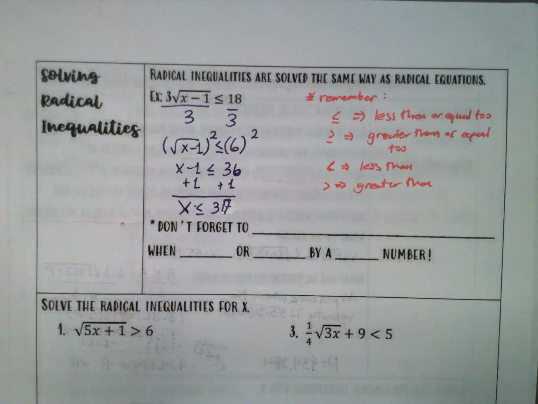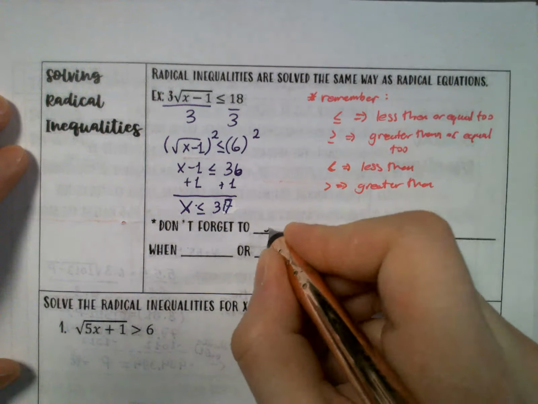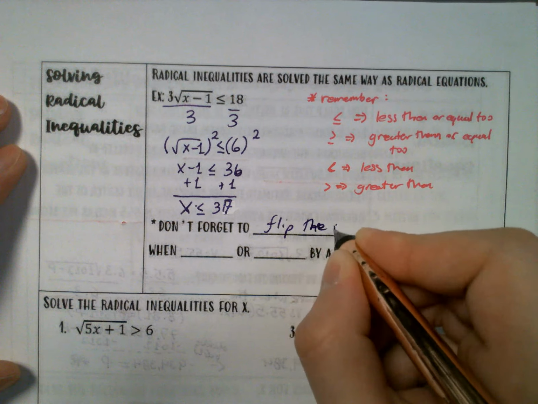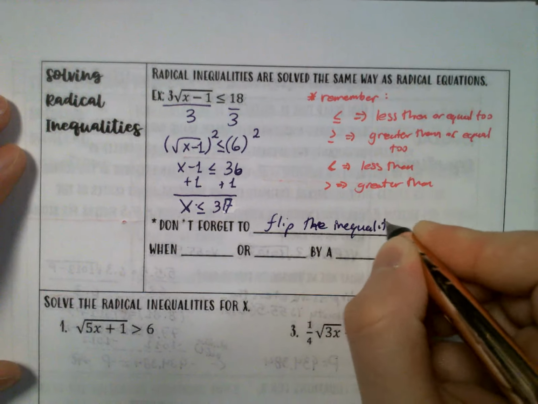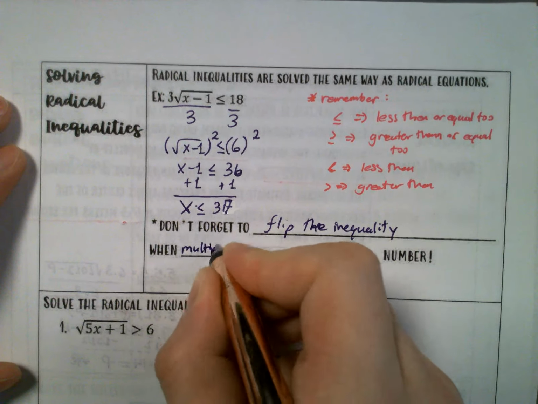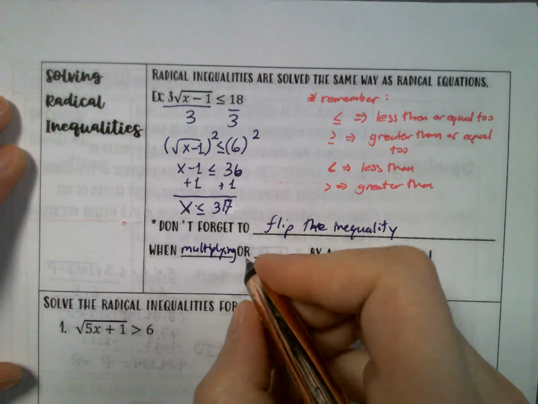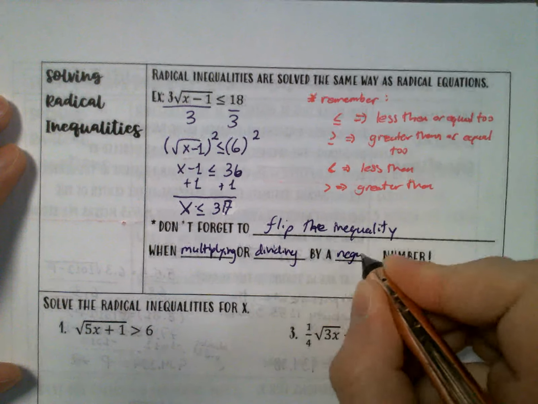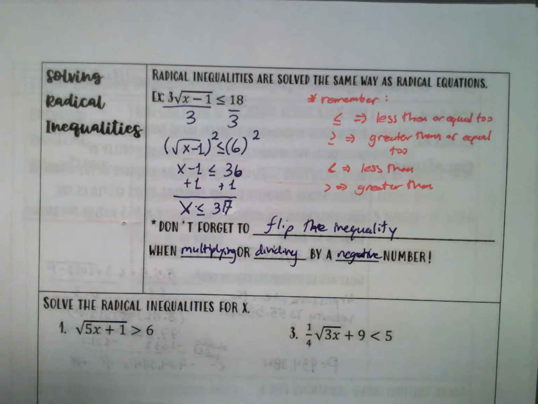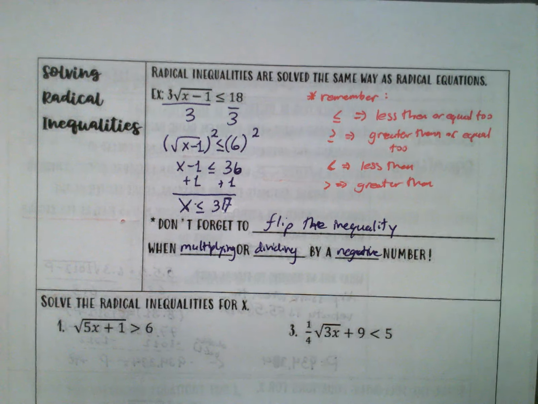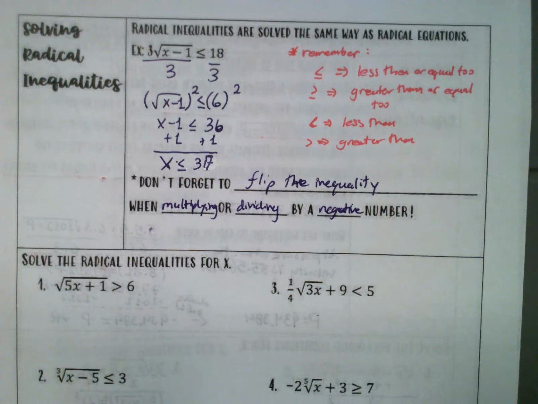All right, now don't forget, as we stated earlier, flip the inequality when multiplying or dividing by a negative number. Okay? All right. Stay on this first.